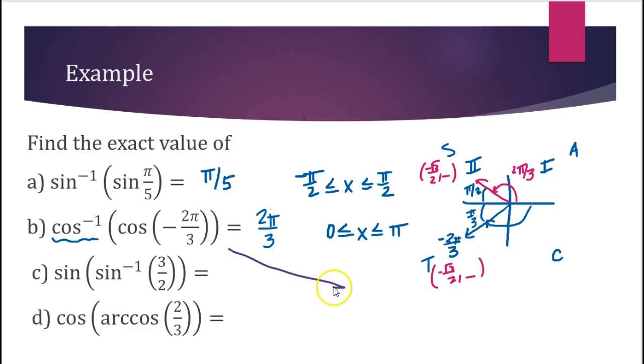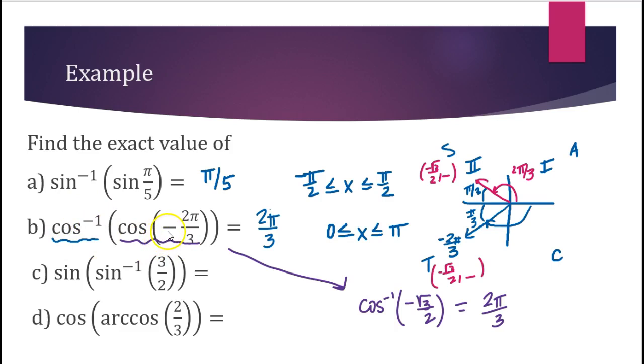So I'm going to go ahead and just pull this to the side for a second. So we're going to do cosine inverse of cosine of negative 2 pi over 3, that's negative radical 3 over 2. And then cosine inverse of negative radical 3 over 2 is 2 pi over 3. So we can take it one step at a time. We can evaluate the inside first and then evaluate the outside.